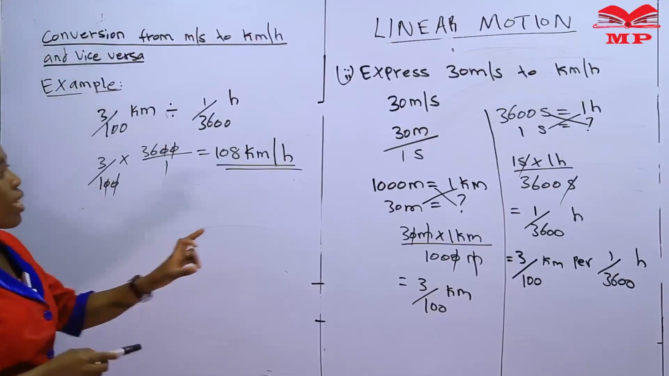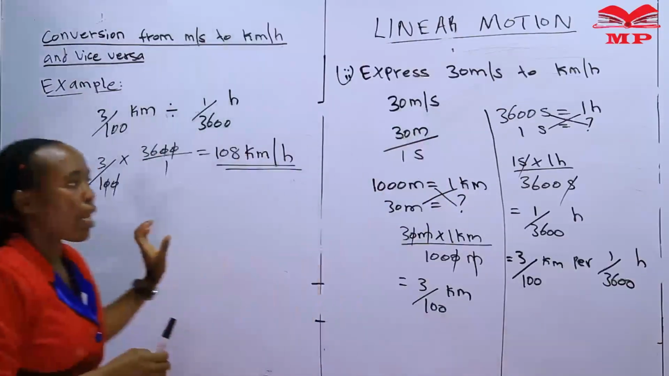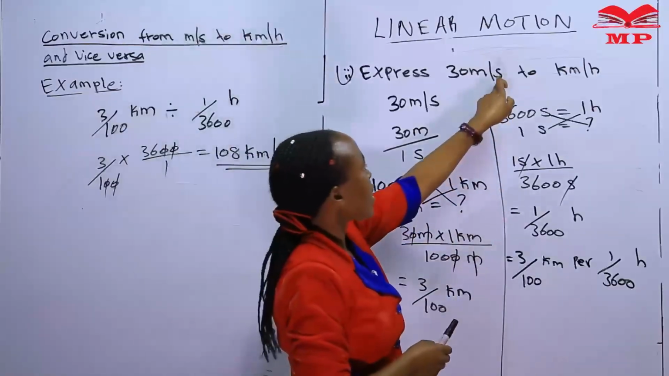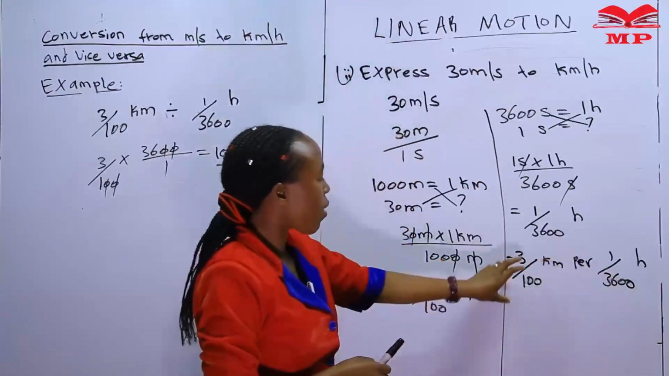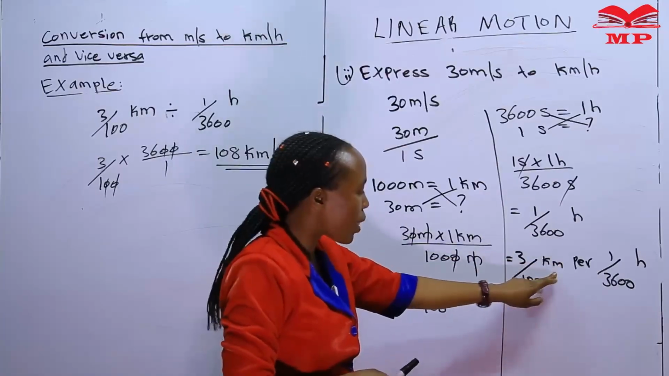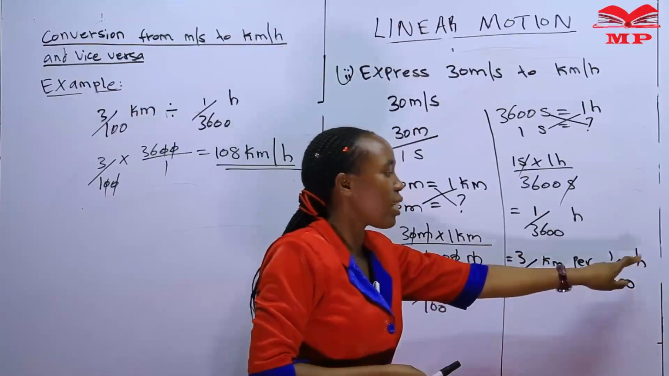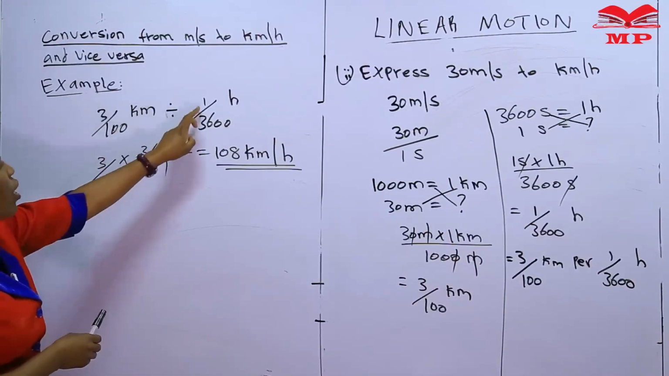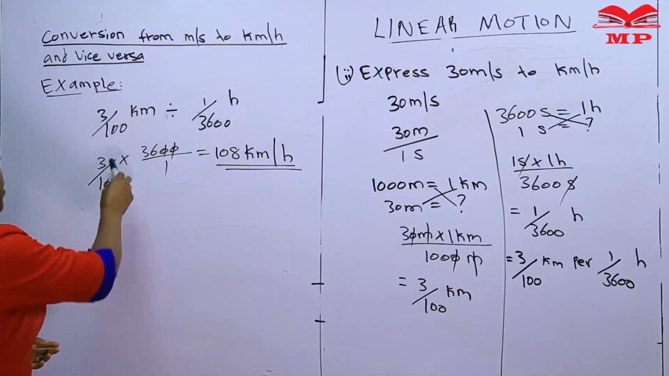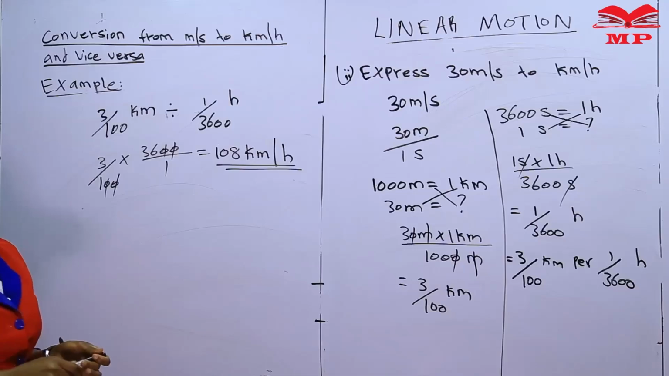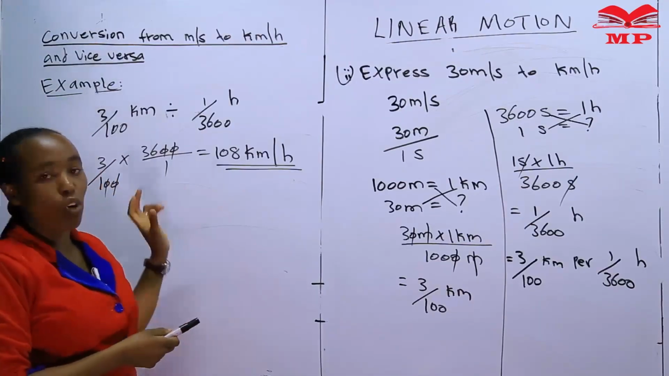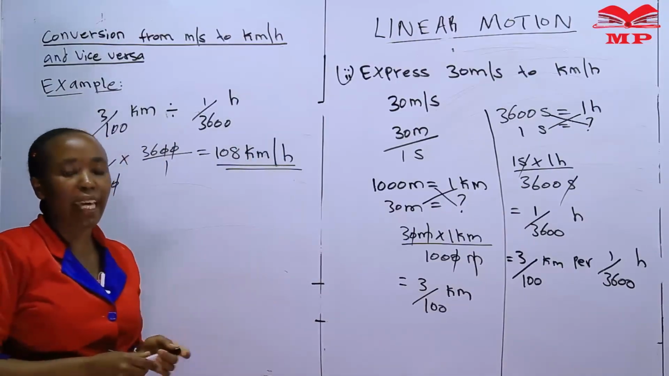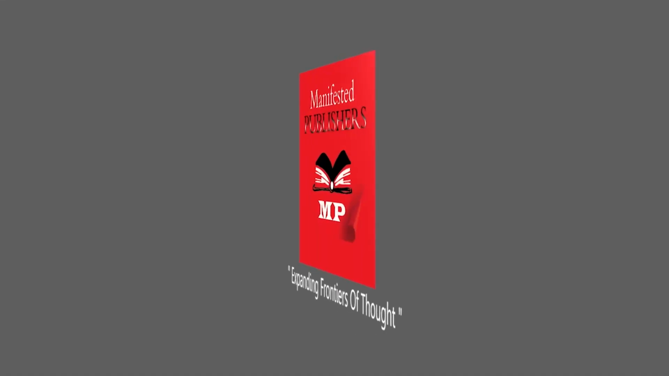So we have expressed the 30 meters per second to kilometers per hour. One, we need to change the 30 meters into kilometers. Then we change the seconds into hours. And then we have 3 all over 100 kilometers per 1 over 3,600 hours. So we divide 3 over 100 kilometers by 1 over 3,600 hours, and we end up getting 108 kilometers per hour. So that's how we can convert. That's one way of converting the kilometers per hour into meters per second and vice versa.